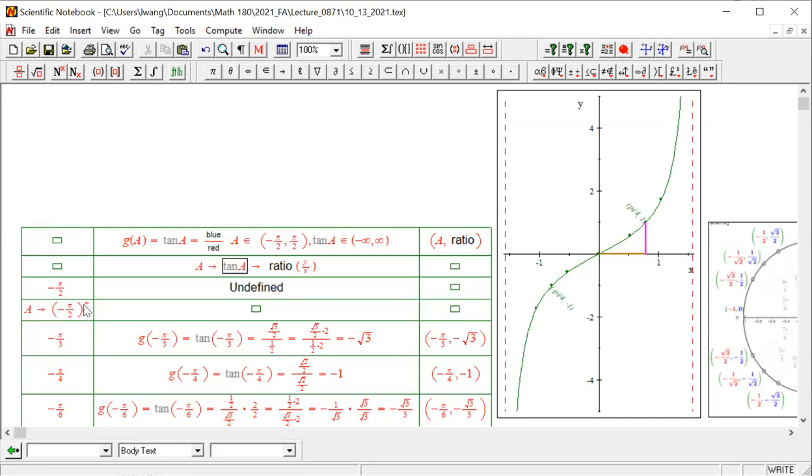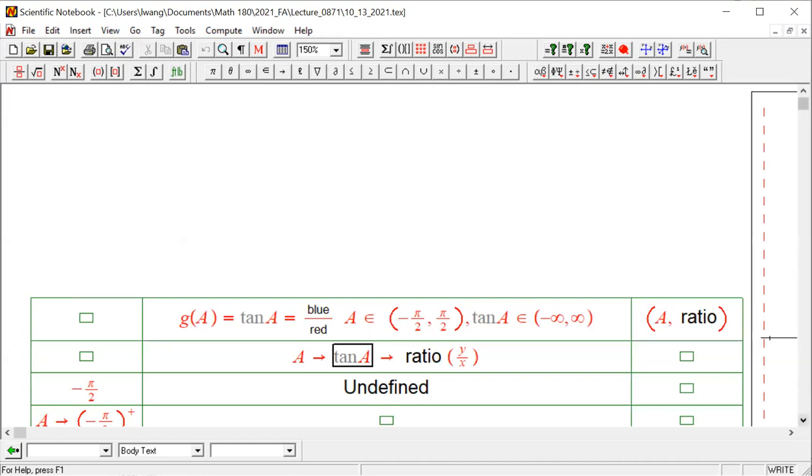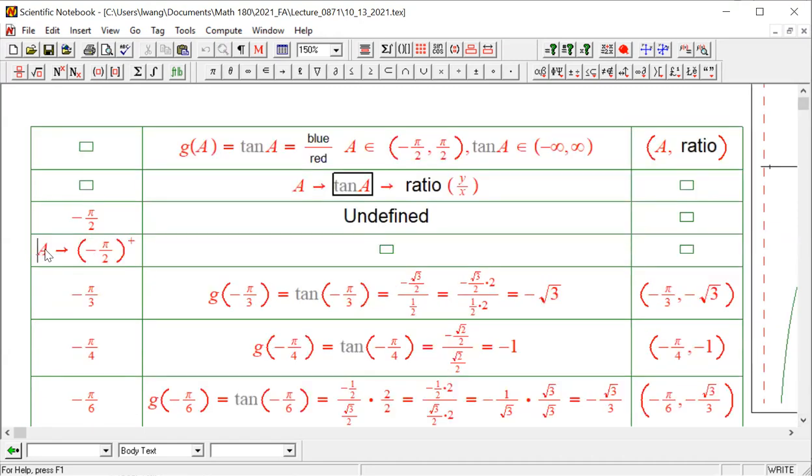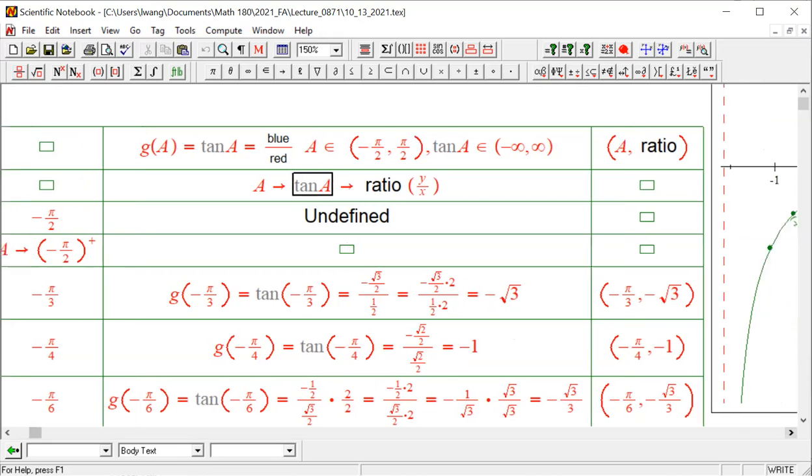This is negative pi over 2, and there's a little positive sign on the shoulder. Do you see that? When the input angle approaches negative pi over 2 from larger than negative pi over 2, this is a positive sign on the shoulder. This is a calculus notation, but I think it's rather natural for you to see it being used here. So that's just a little head start for your calculus class.